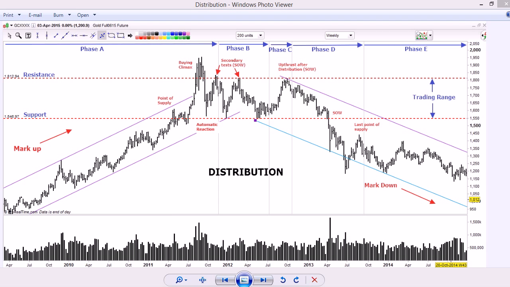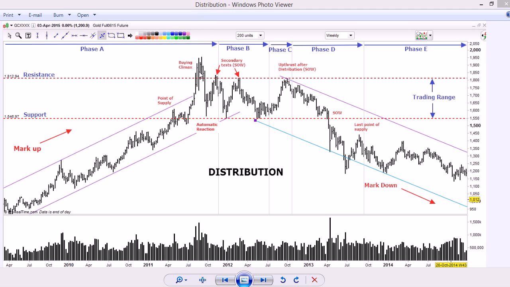So we'll go through the 5 phases of distribution, which are more or less the same as the accumulation phases, but in reverse. And we can see here that in this first phase, demand is dominant and the price has moved up. We get our first sign of weakness here, this first point of supply, and then we'll see a buying climax on increased volume, wider spreads, and made to look like the stock's going to go higher. Of course, they're just selling in there.